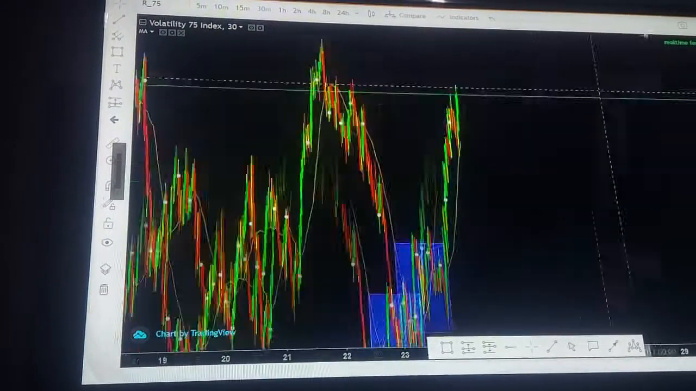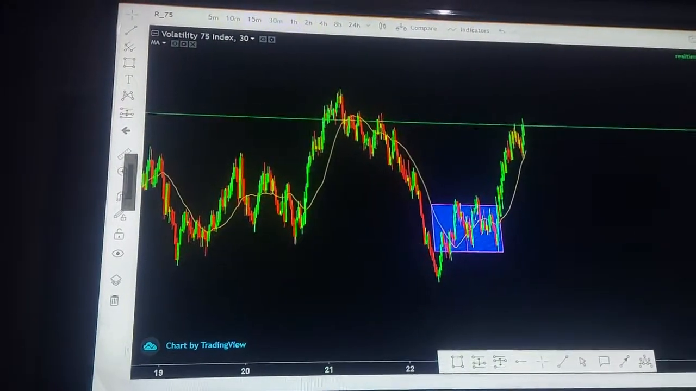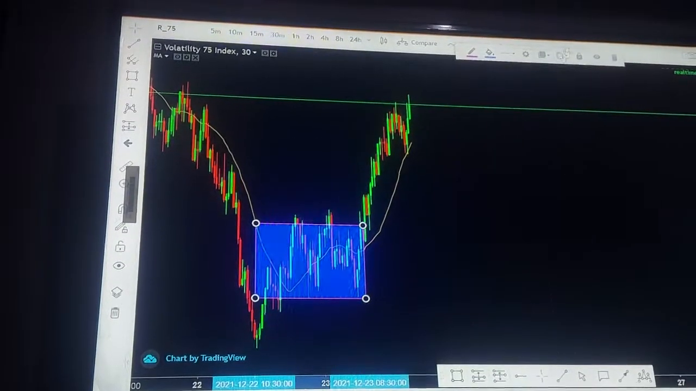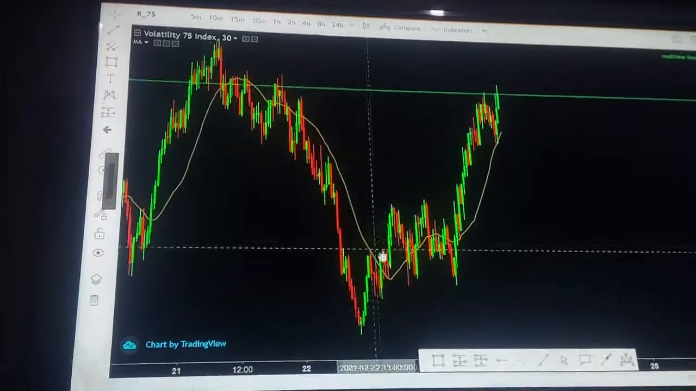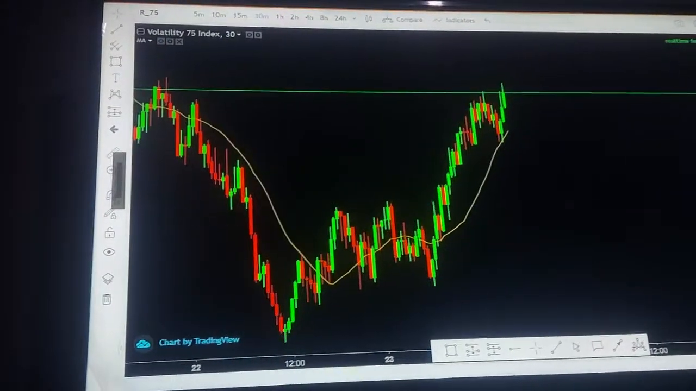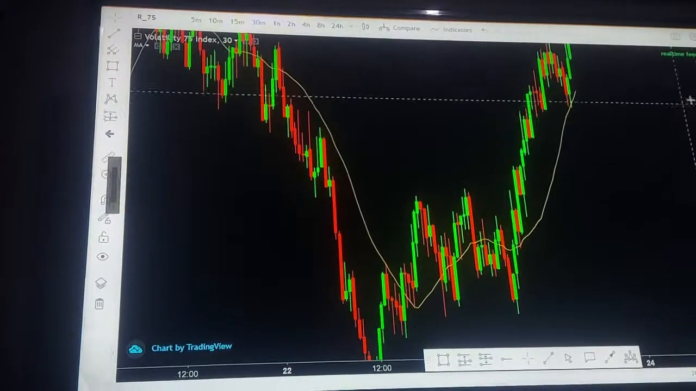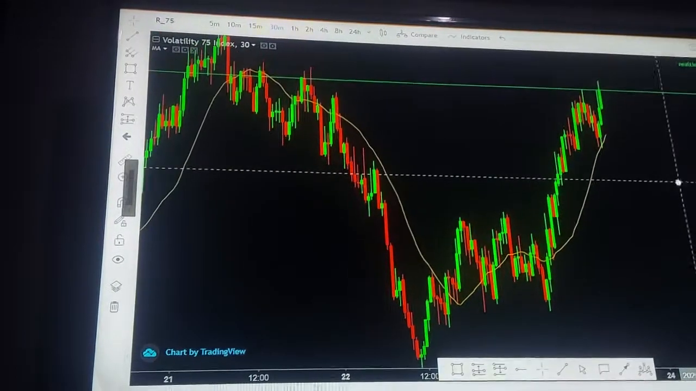Then after the consolidation, I was waiting for the market to come back to the top of my 21 moving average. You can see the moving average, the top moving average. Immediately after the market came back to the 21 moving average, I used the 30 minutes time frame to trade it, because that's where I saw what I was waiting for.